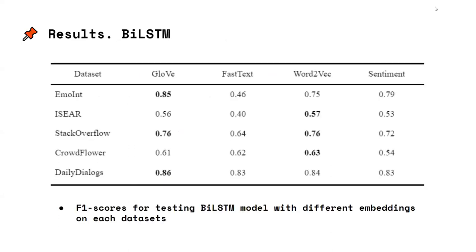So results for BLSTM we collected, we found that the most appropriate way to classify emotions was the pair of BLSTM with word2vec embedding. And we understand that it provides good results for balanced datasets like ECR, Crowdflower dataset, and it also showed good results on Stack Overflow dataset.